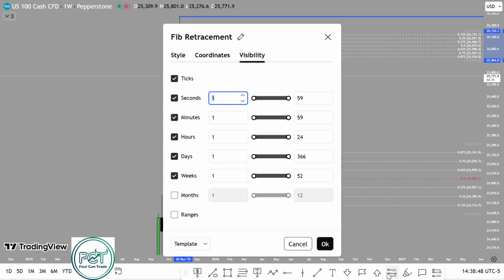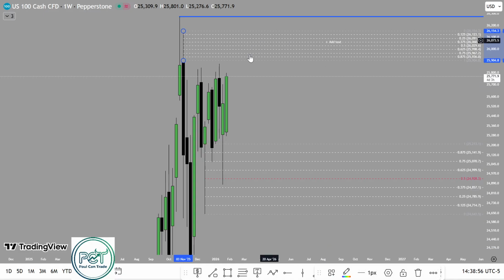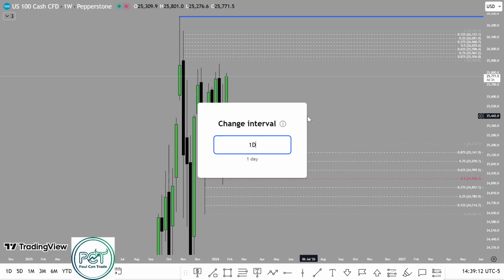Come here to settings, make sure visibility, it's shown on the weekly, daily, on the lower time frames as well. So I'll have those levels there. You'll be seeing those levels on my lower time frame chart as targets. We have to deal with these levels first before we get there. So in short, I'm telling you I'm bullish this week.